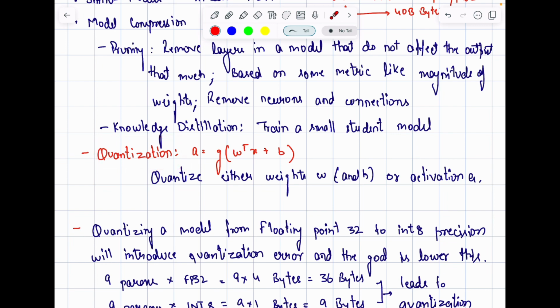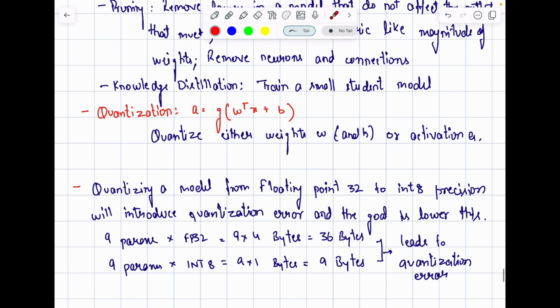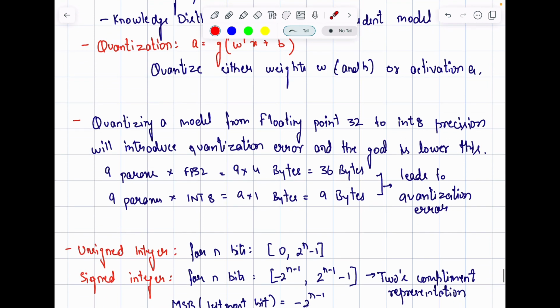Okay, so let's say you have a simple linear layer where you have x as input, you multiply it with a matrix W and add bias vector B, then you pass it through a non-linearity, right? The output of this is known as activations. Okay, so A is the activations. So what we can do is that we can either quantize the weights W and B, or we can quantize the activation itself, right? Quantizing a model from floating point 32 to int 8 precision will introduce some quantization error, right? Okay, and our goal is to lower this error as much as possible.